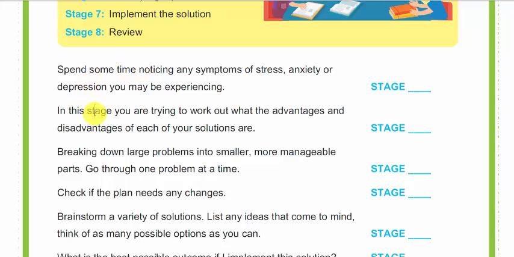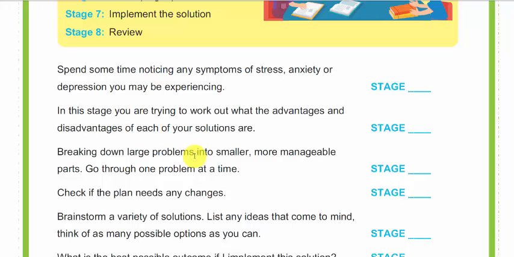The next says, in this stage, you are trying to work out what the advantages and disadvantages of each of your solutions are.